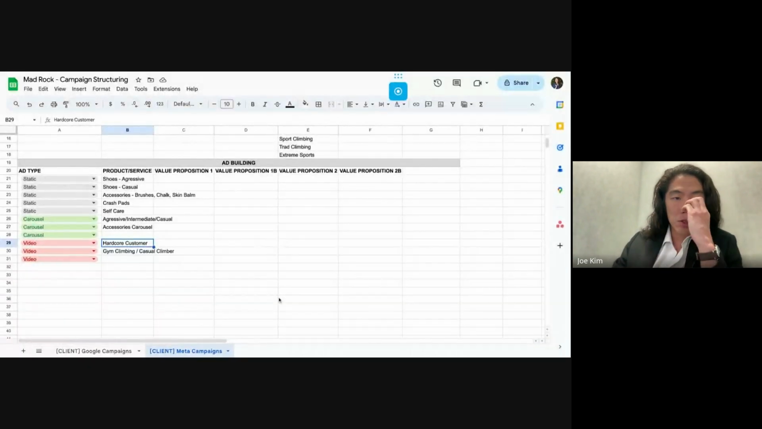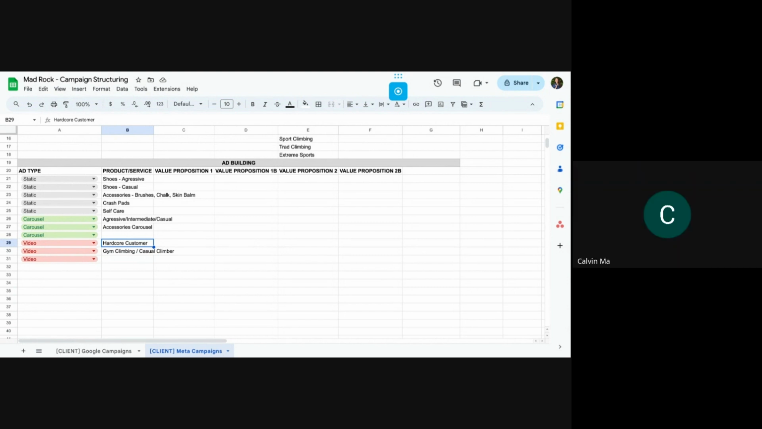Let's go into the value propositions. Calvin, you're a little bit more familiar with Madrock as a brand. What would you say are the reasons that you go with a Madrock product rather than something else, a Black Diamond or La Sportiva or something like that? They have a unique heel that no other shoe has. Okay, very distinct value prop, I think. That's the thing that separates them from a lot of other brands.